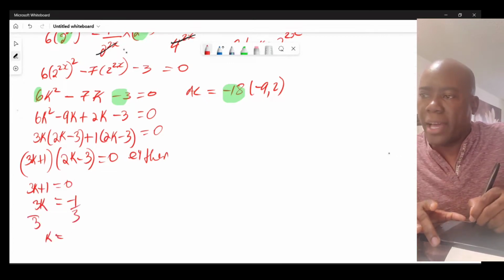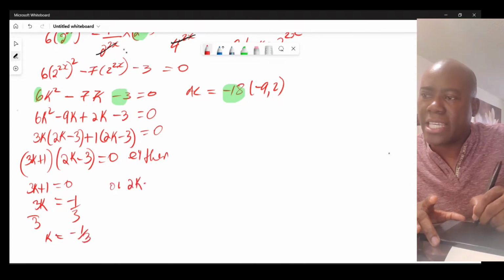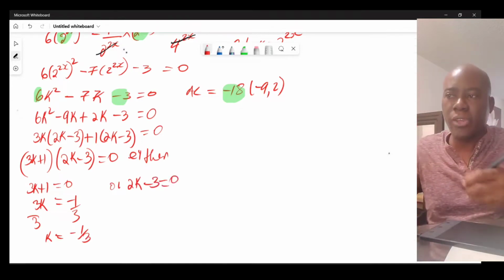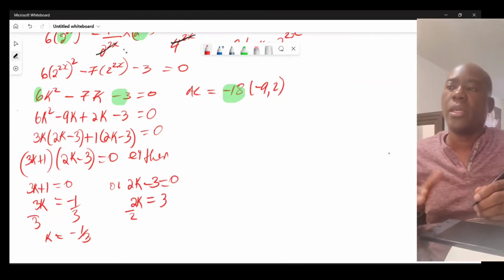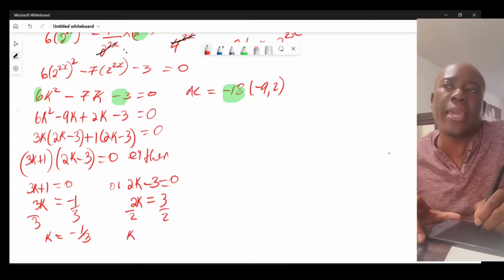Or we have another option, 2k minus 3 is equal to 0. Therefore 2k is equal to 3. I am adding 3 to both sides. Then I'm going to be dividing by 2. So finally k is equal to 3 over 2. Now we have values for k.